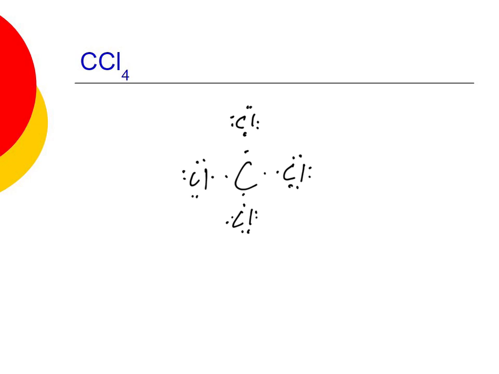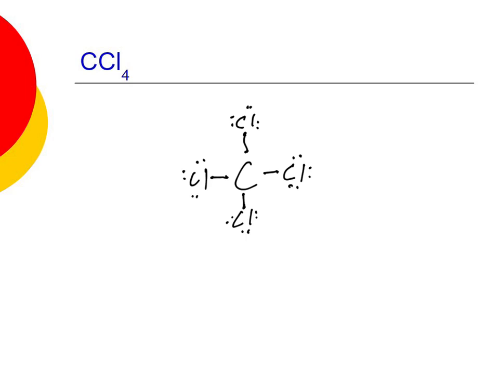Then what am I going to do next, TJ? The octet, and how am I going to do that? By connecting 2 bonds that are closer to the middle. Exactly. So I've got a bond there, the 2 electrons here, the 2 electrons here, and the 2 electrons here.